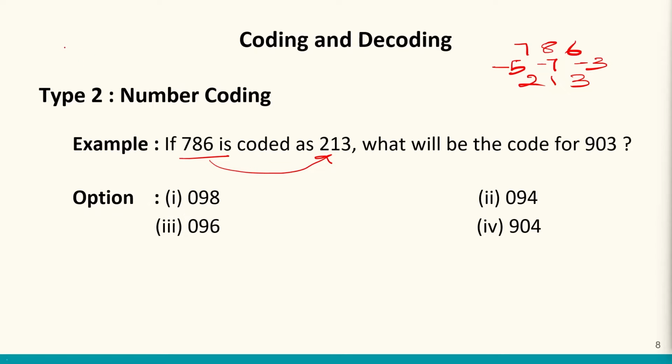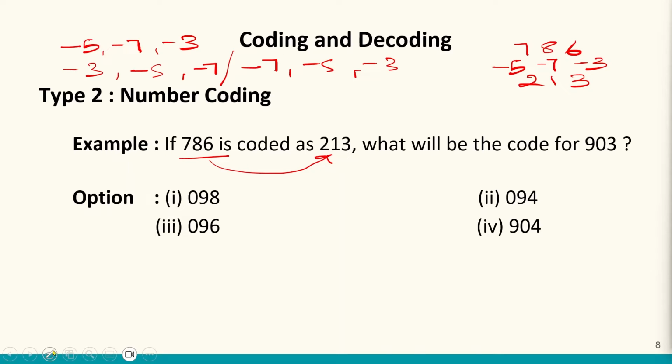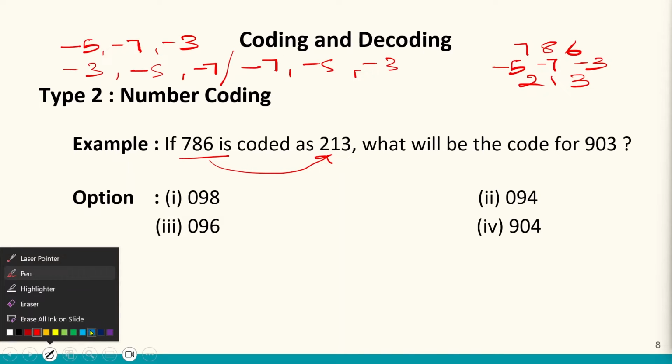But then again, this does not follow a logical sequence. Maybe if it would have been -3, -5, and -7, it would be logical. Or if it was -7, -5, -3, it would be logical. So this does not necessarily follow any logic. So let us try to solve it in a different way.